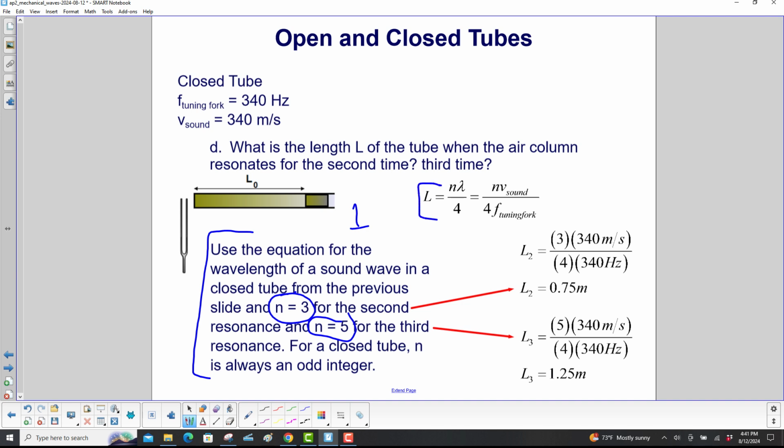So here's our equation, and you can see the n right over here. So the second resonance occurs at n equals 3, same numbers we had earlier, and we get that length is 0.75 meters. Then for the third resonance, we use n equal 5, and we get the length there will be 1.25 meters.